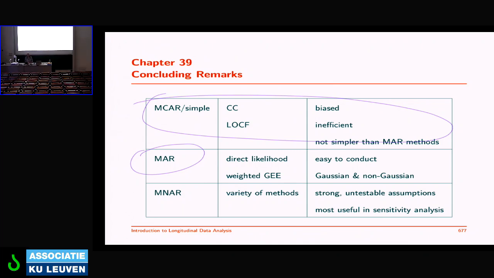That's not really possible. Okay, that brings me to the end of chapter 38, and this particular page is chapter 39. It also brings me to the end of the course, and therefore to the end of this lecture. Thank you.